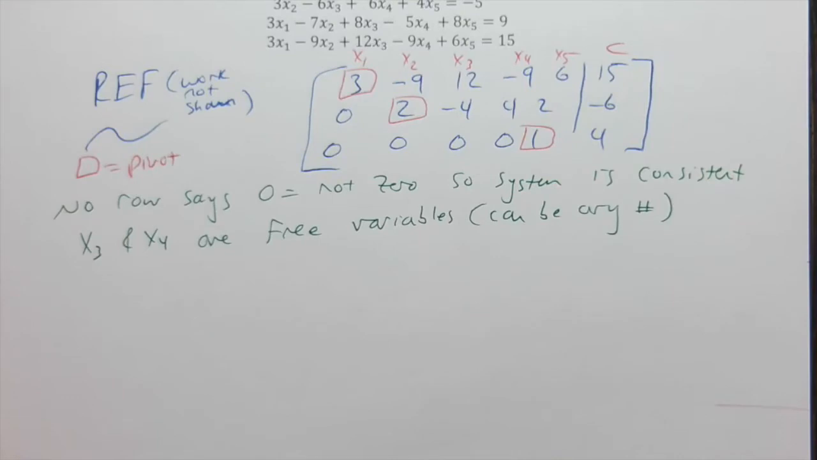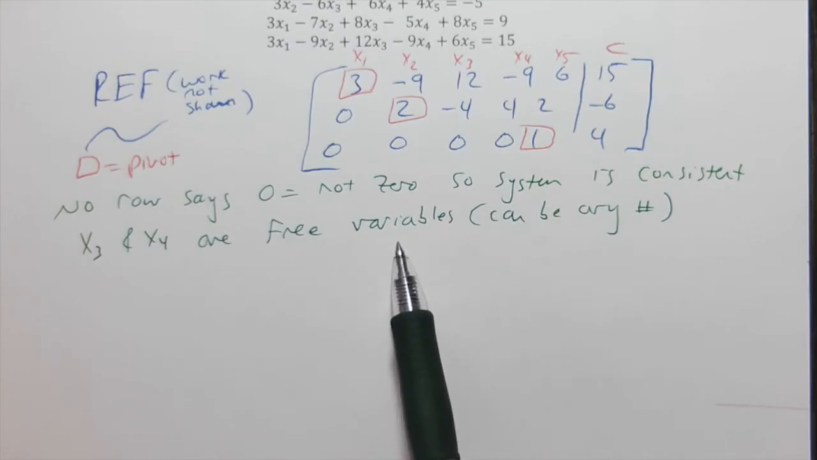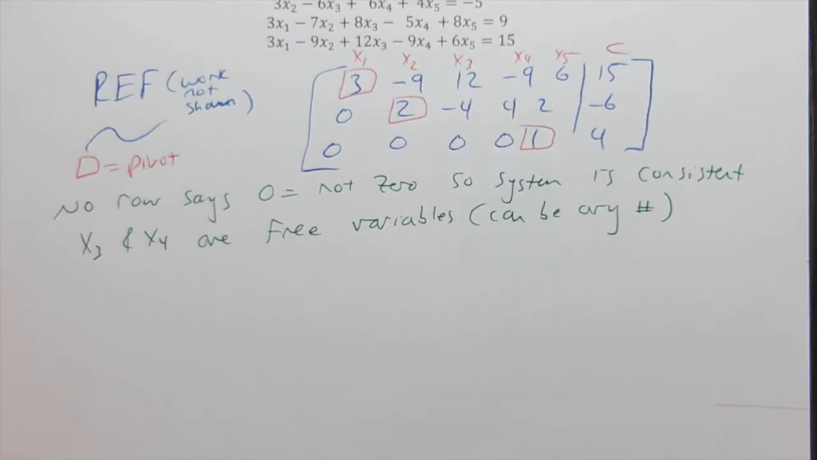I'm just trying to point out that before we even do anything else, just by reducing it to row echelon form, we can see that we have a consistent system, so there's a solution. And since we've got some free variables, that means that there's infinitely many solutions, right? So we're going to get a parametric form that has these free variables x3 and x4 in the solution itself, right?